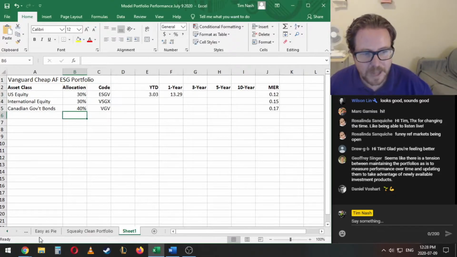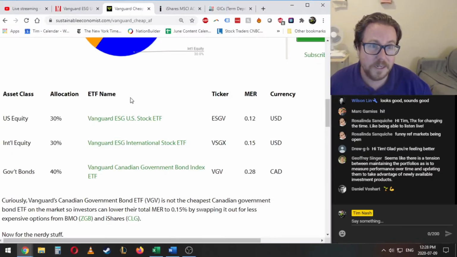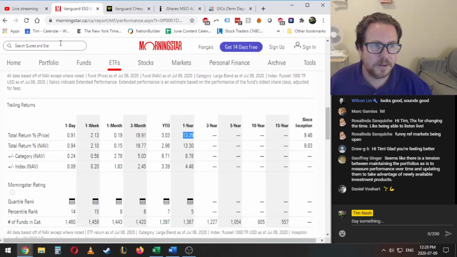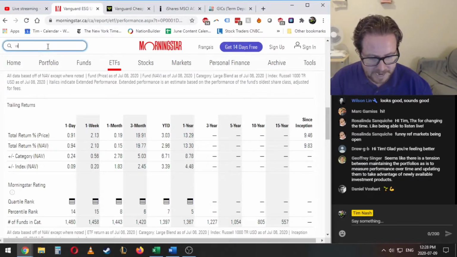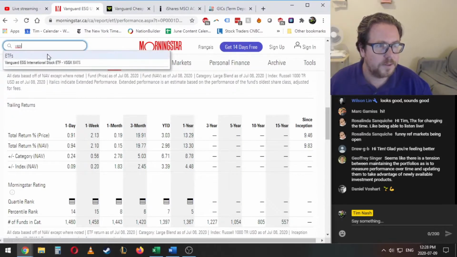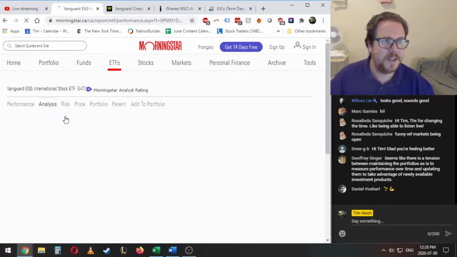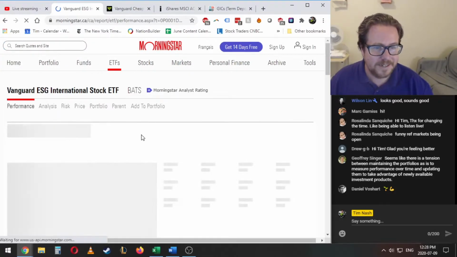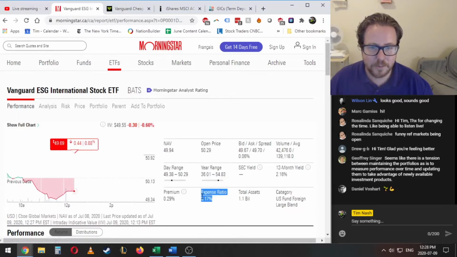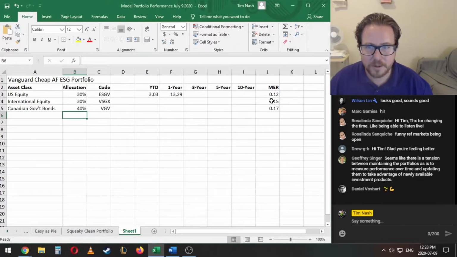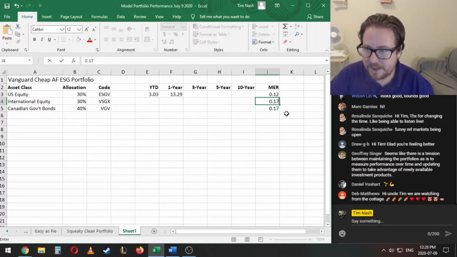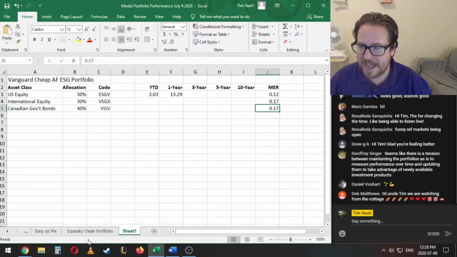From there, international equity probably hasn't done quite as well. It tends to be lagging a little bit. So VSGX is going to be here. This is compared to the Vanguard International Stock ETF. We can see here 0.17 is the MER. So 0.17, I'll just calculate that.